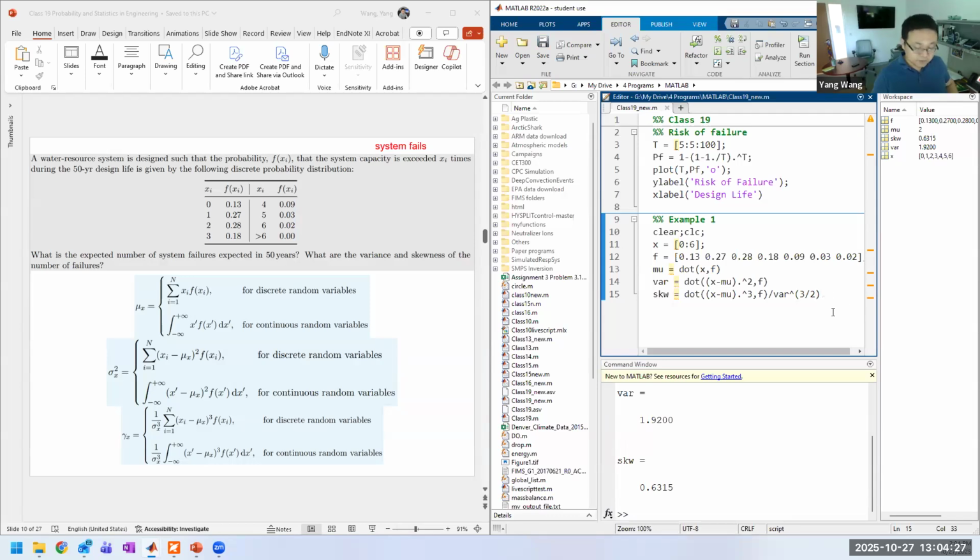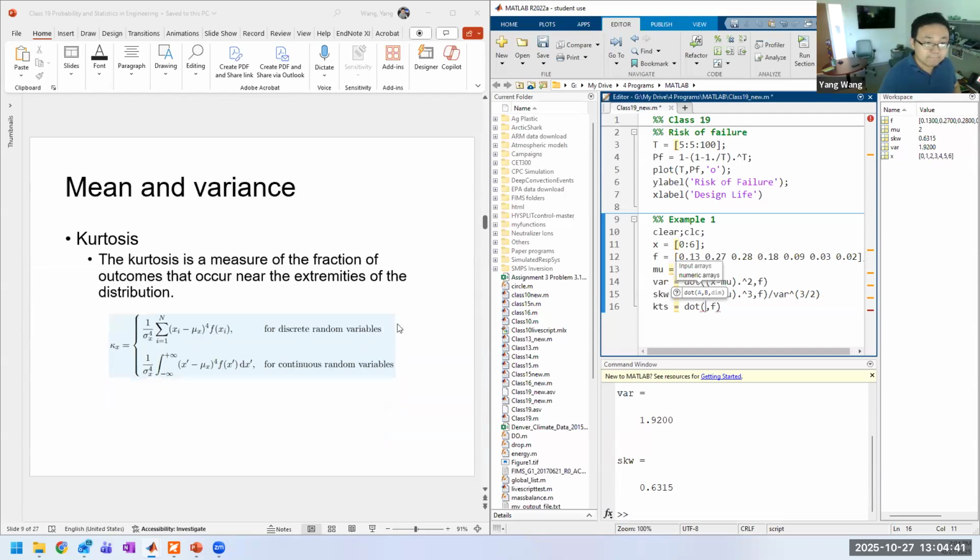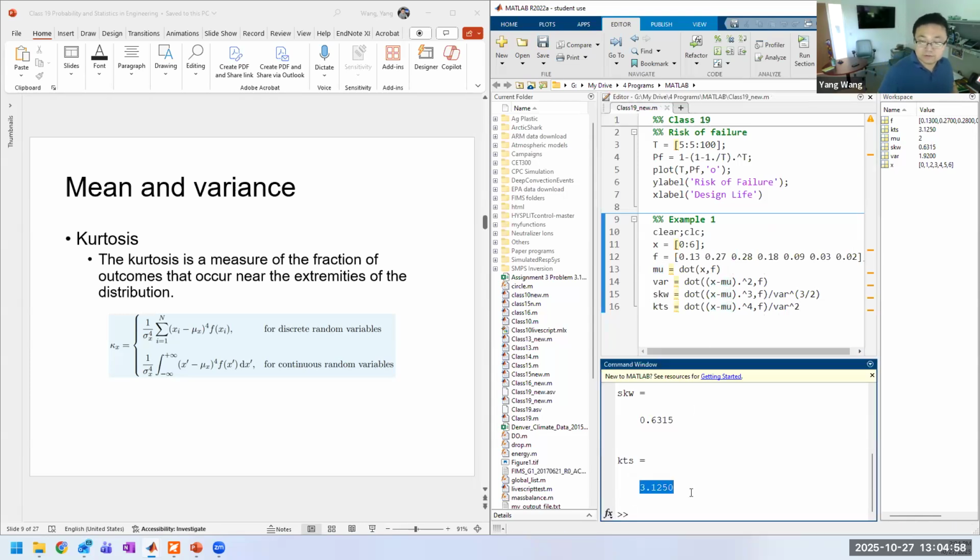Okay. So since this one didn't ask us for the kurtosis, but we can also calculate the kurtosis. Right. It's going to be dot, and then again, it's f. It's going to be dividing by the variance to the power of 2. And then here on the left is going to be the power of 4, and then x minus mu. Right. So if you calculate that, it's going to generate a kurtosis of 3.13125.